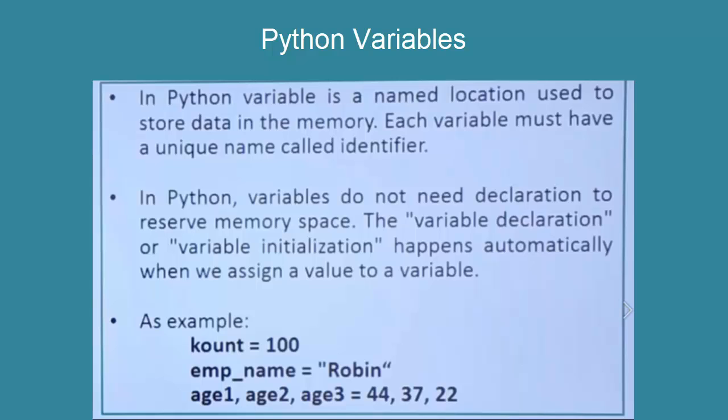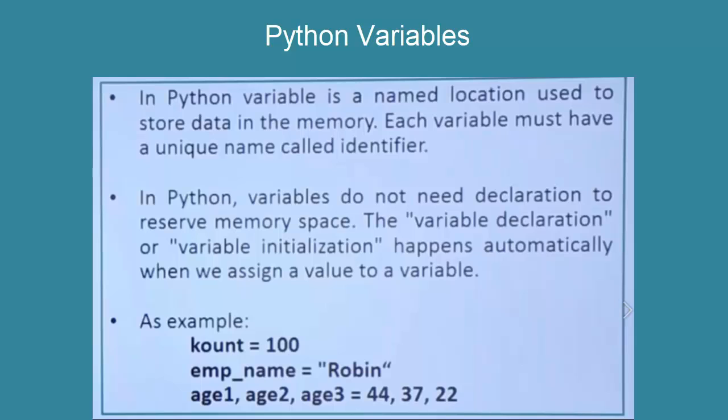Unlike some languages, variables in Python do not need declaration to reserve memory space. Variable declaration and initialization happen automatically when we assign a value to a variable. So there is no need to define all variables at the beginning of the code. Like in C++, we always write all the variables and their prototypes at the beginning of our code, and only then can we use them in the successive code. But that constraint is not there in Python, and declaration can be done in the same segment.